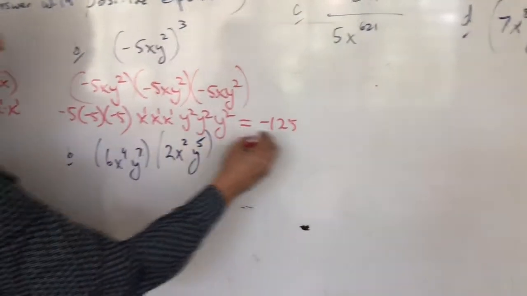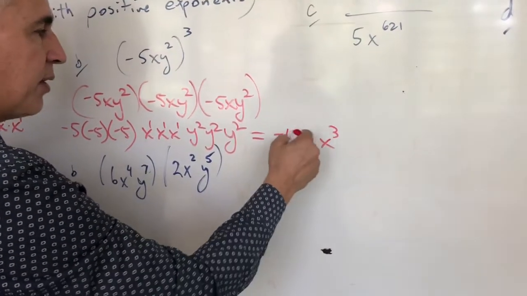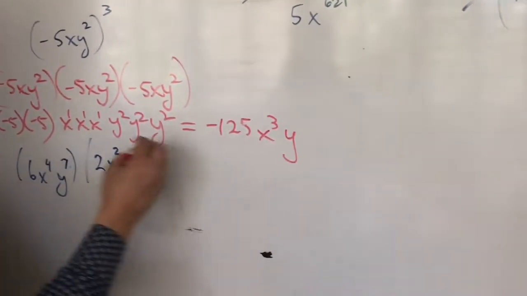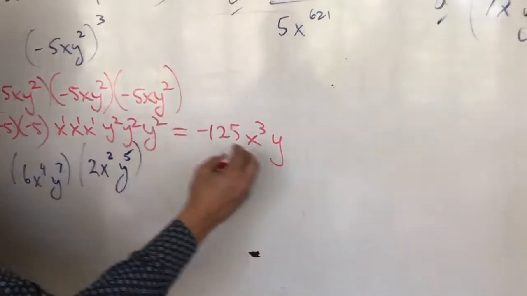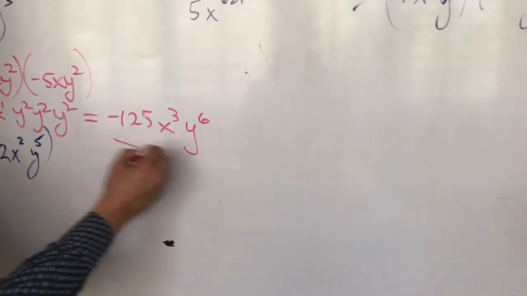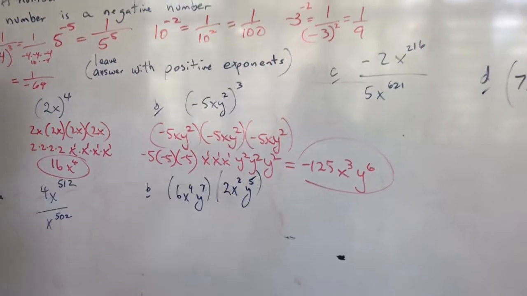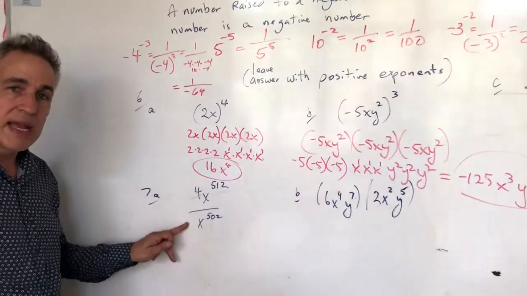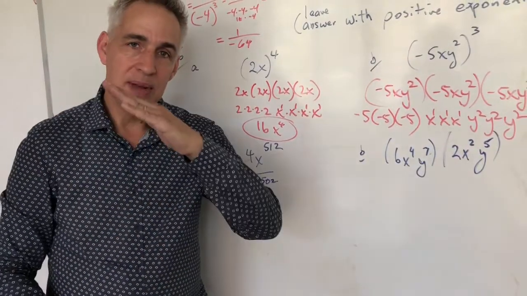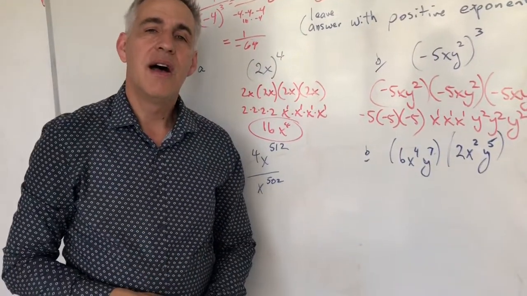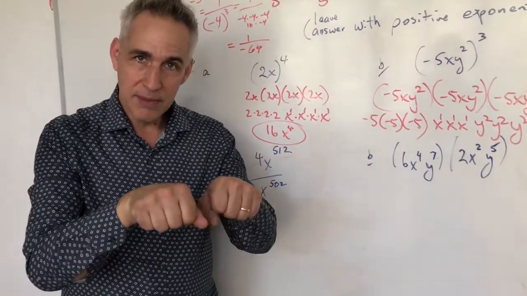And then x to the 3rd, because we're adding exponents. Multiplying powers of the same base, add exponents. Add these 2's, 2, 4, 6, and there is your answer. Try these over and over again. Now, over here, 7a, it's division. When we divide powers of the same base, okay?